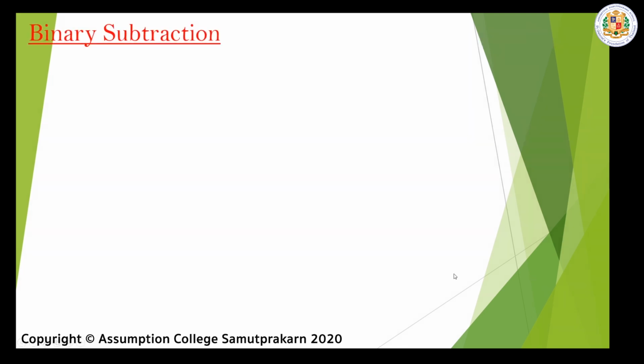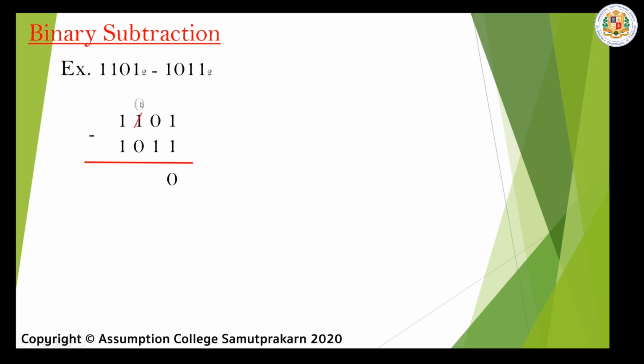Now let's learn about binary subtraction. So here's our example. We have 1101 minus 1011. So let's put it down. All right, so 1 minus 1 is equal to 0. 0 minus 1 cannot be because 0 is smaller than 1. So we will have to borrow from the 1 over here. So we cancel 1, 1 becomes 0.